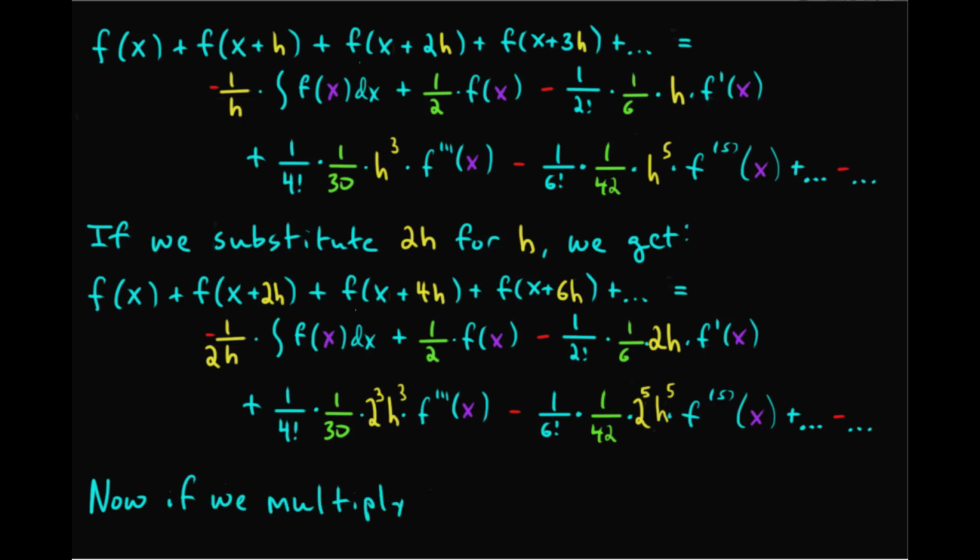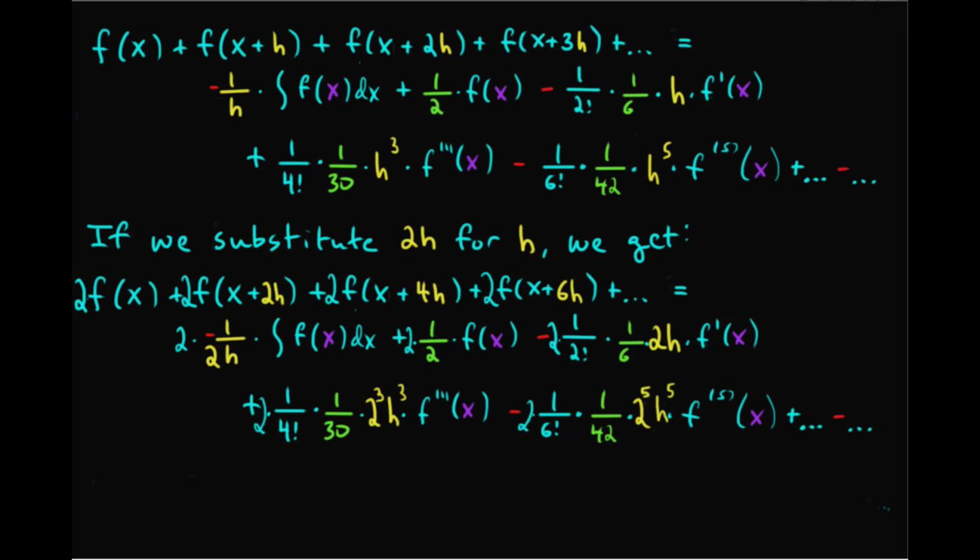Next, we multiply the bottom equation by 2, and we get 2 times f of x plus 2 times f of x plus 2h plus 2 times f of x plus 4h plus 2 times f of x plus 6h plus dot dot dot equals 2 times negative 1 over 2h times the integral of f of x dx plus 2 times 1/2 times f of x minus 2 times 1 over 2 factorial times 1/6 times 2h times f prime of x, and so on.